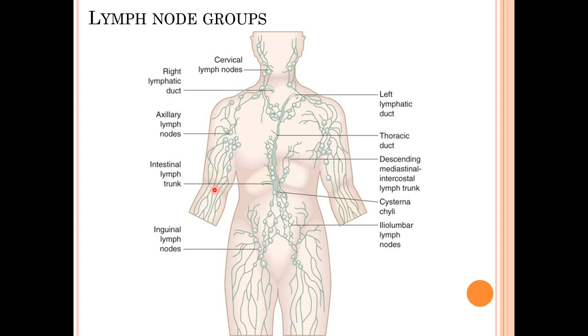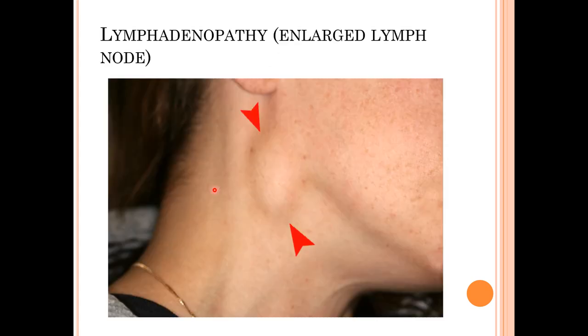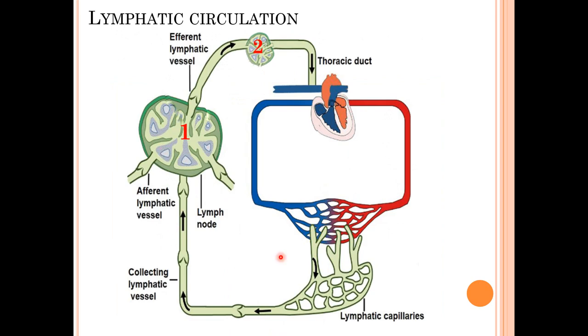Why? Lymph is the dirty interstitial fluid. When the lymph is so dirty, the lymph nodes cannot cope enough. They cannot keep up cleaning all this lymph, so they will enlarge in size. Normally, the lymph nodes are impalpable. Impalpable means they cannot be felt through the skin.